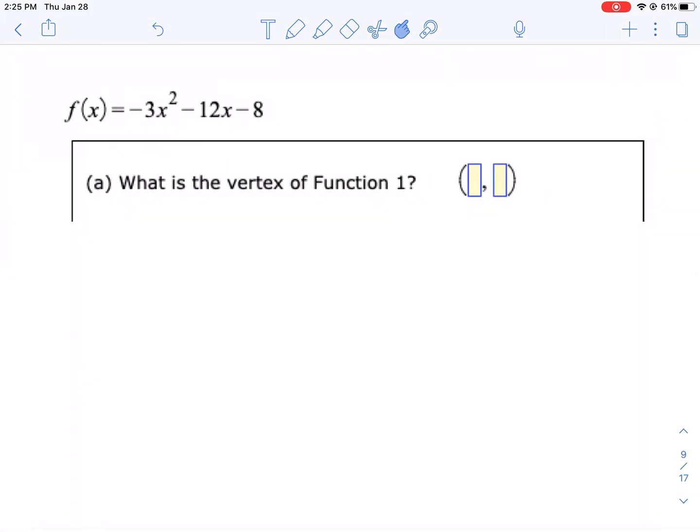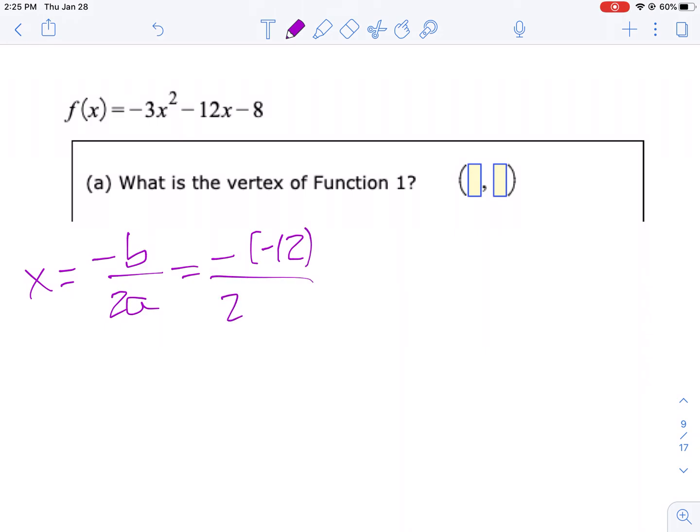Okay, on this one, you got everything right except for the vertex of this function. So the vertex is the opposite of b over 2a. That's the axis of symmetry, but it's part of our vertex. x equals negative b over 2a, but I want to be specific. So the opposite of b should be the opposite of negative 12 over 2 times negative 3.